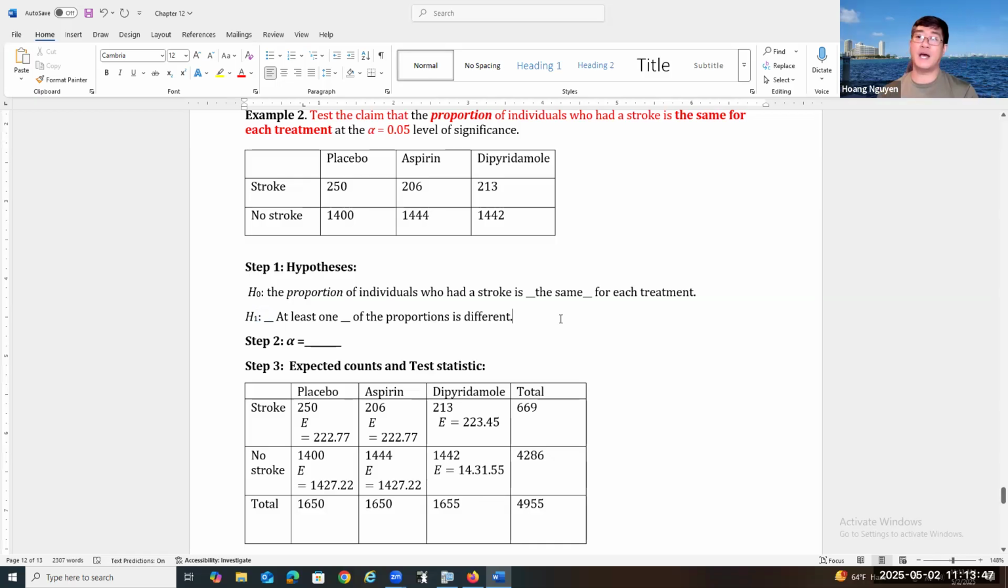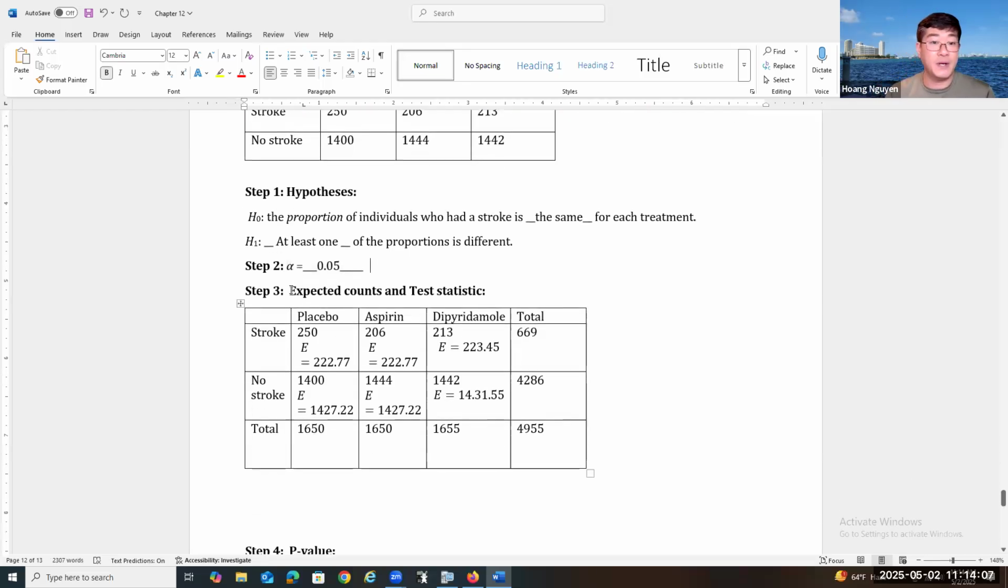So that's how we state the null and the alternative hypothesis for the test of homogeneity of proportion. Different populations, we have the same proportion. Now, step number 2, we're going to select an alpha of 0.05. That's what the question gave us. Alpha is equal to 0.05. Step number 3, we just calculate the expected values and then the test statistic. We're going to use a shortcut to get the test statistic then.